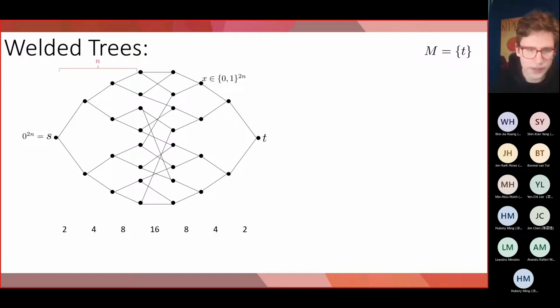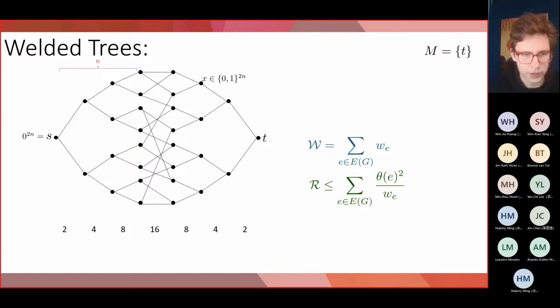So for the complexity of the phase estimation algorithm, we need two things. We need the weight of the graph, which is just the sum of all weights of all edges. And we need to upper bound the energy of the graph. So we have to create a flow that's going through this graph. Okay, so let's start with a flow.